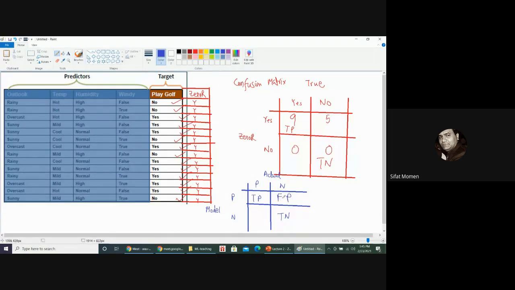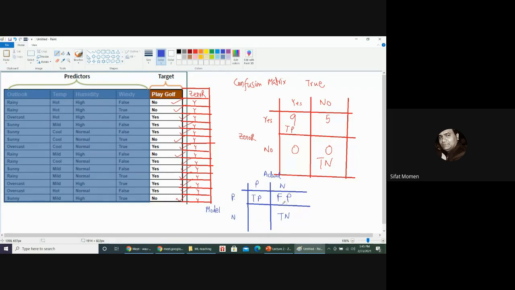Correct? Can't we call this a false negative instead? No. Who is predicting, sir? The model. The model is predicting positive, but actually it is negative. Actually negative, but the model has predicted it to be positive. That means the prediction by the model is a false positive.